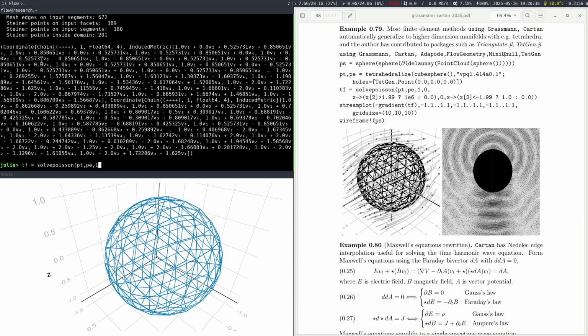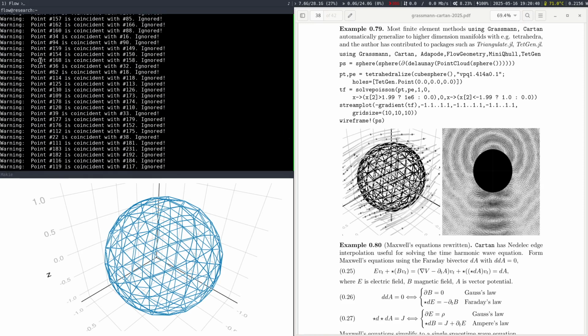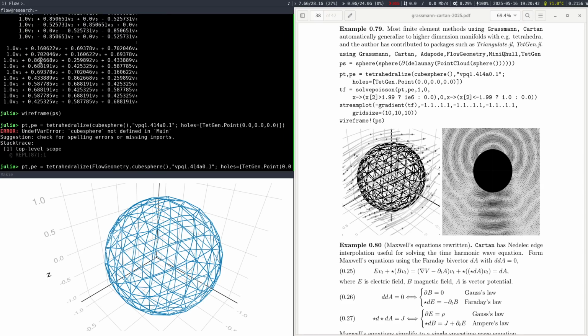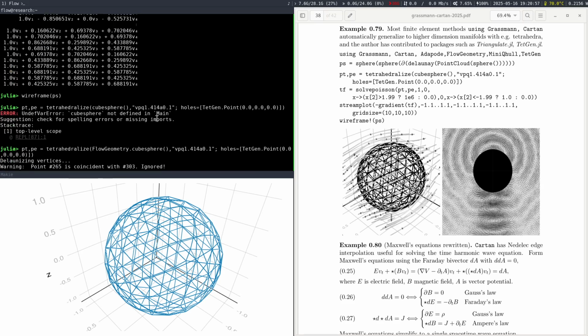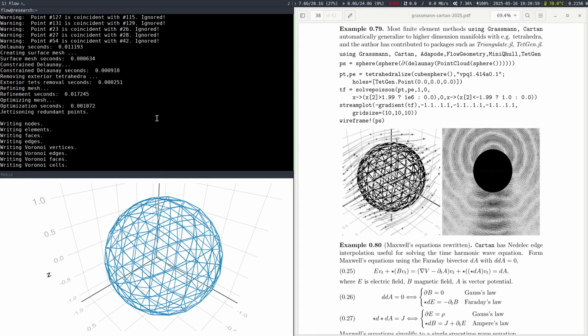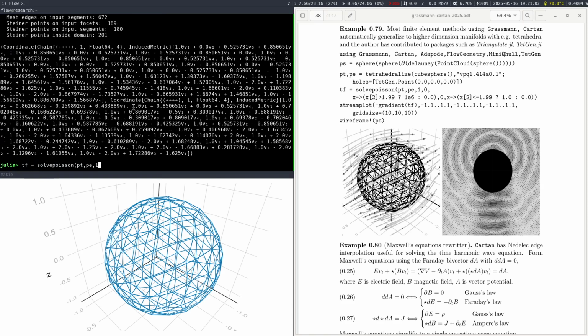So I forgot to export cube sphere over here. I guess I'll export it at some time in the future. So the way to fix that right now is to add flow geometry dot cube sphere, but it will be exported in the future, I think. So I just have not actually exported it at this time yet. But for the sake of these examples and so on, I should be exporting it.